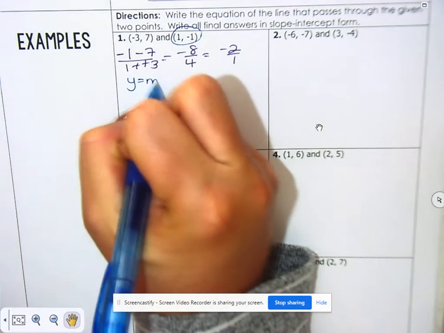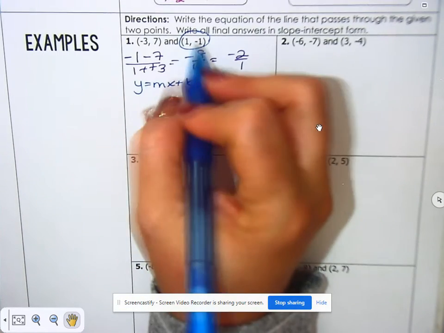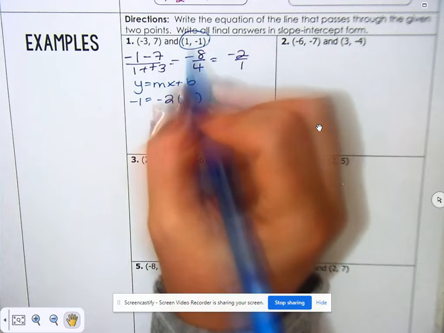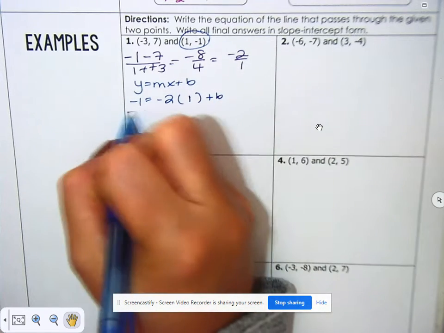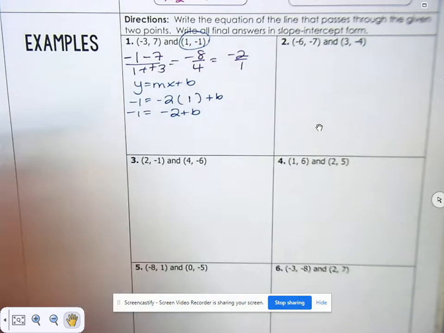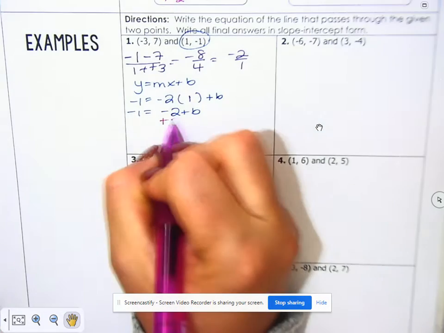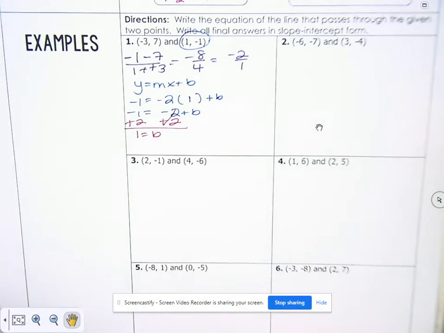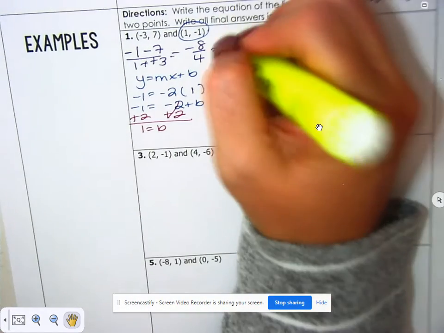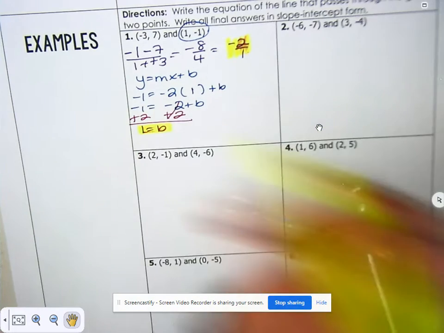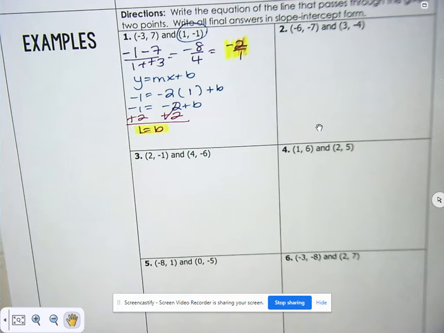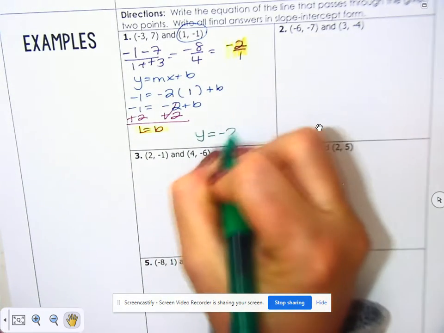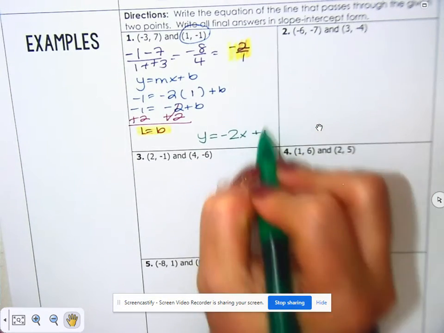And we're going to use y equals mx plus b just like we did yesterday. Our y value here would be negative 1. We found m was negative 2. Our x would be 1. And we want to find b. Solve that out. And 1 is our b. Now, once we have our m and our b, we can write our equation, which we know to be y equals negative 2x plus 1.